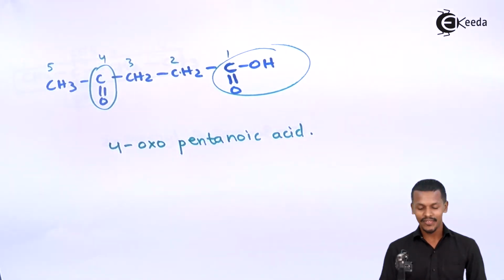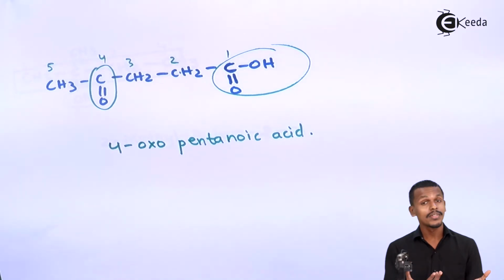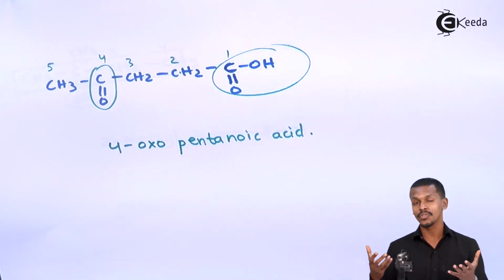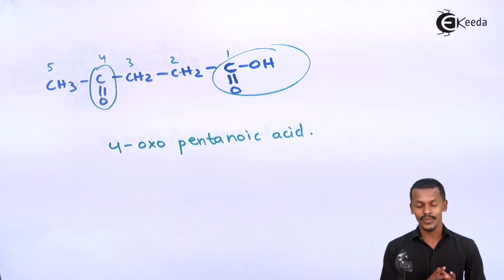So this is the name that we have given to this organic compound, and we have also followed the rule that when 2 functional groups are present and they are different, we should prefer the one that has priority. And now let us move on to the next one that we have.